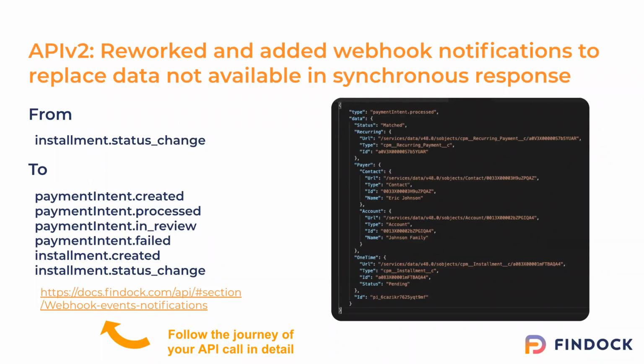Now, in these notifications, you will find more detailed information. On the right-hand side, you see the detailed information for the payment intent, which contains all the objects that were created asynchronously and their IDs. So you can query Salesforce or our API for more details about the contact, the installment, or the payment intent itself.